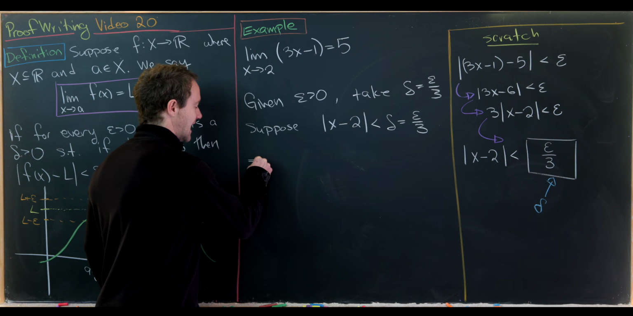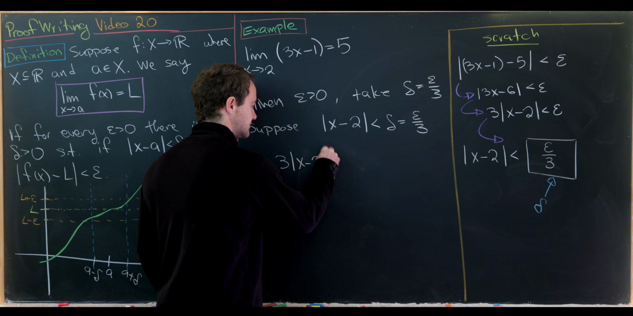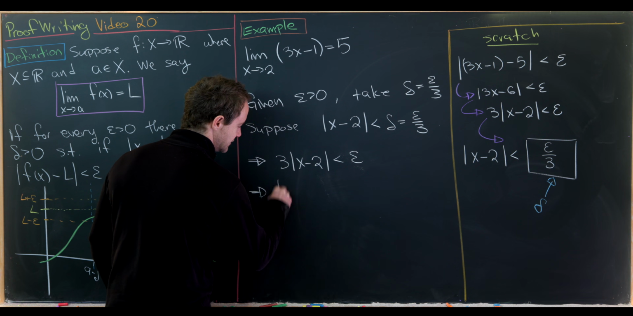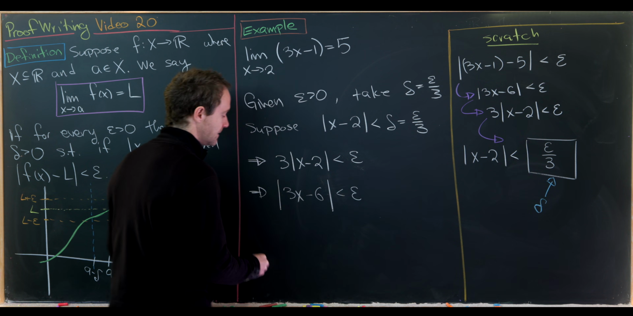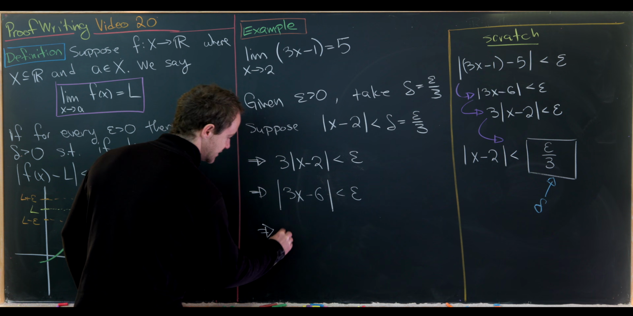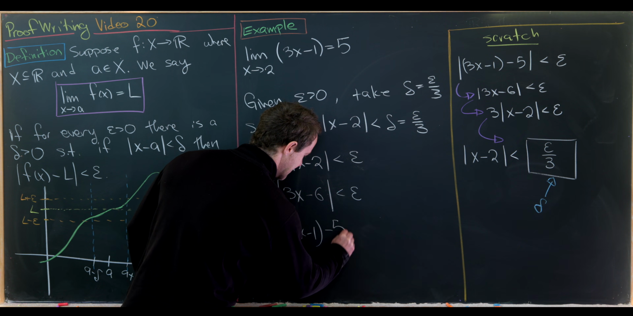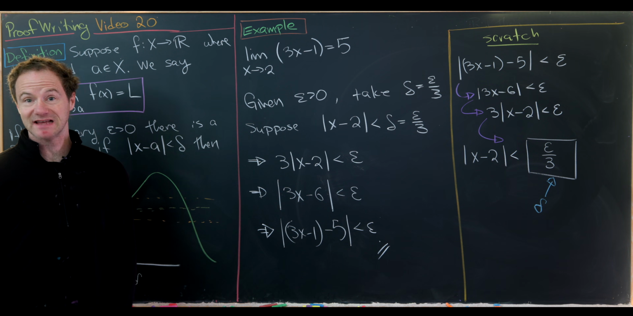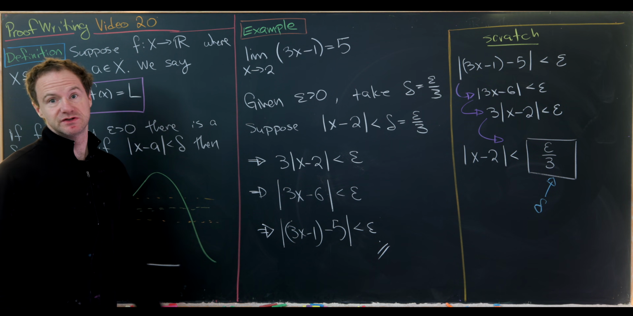But let's notice that that immediately leads to 3 times the absolute value of x minus 2 is less than epsilon, which immediately leads to the absolute value of 3x minus 6 is less than epsilon, which in turn leads to the absolute value of 3x minus 1 minus 5 is less than epsilon. And that's exactly where we needed to end up. Okay, so now let's do another example.